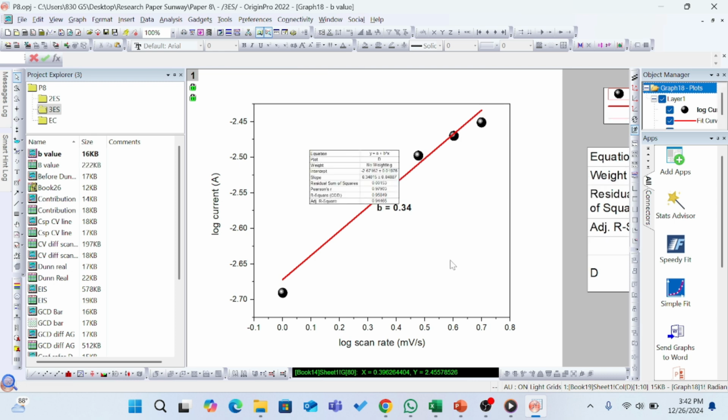So after you click OK, they sum up for you y equals mx plus c. So here they said that your intercept is around negative 2.67. Your slope is 0.34. So your b value is 0.34. It's like that. So that's how you get the b value.